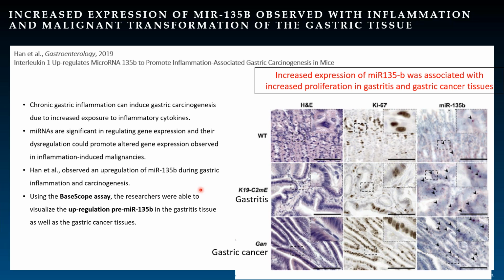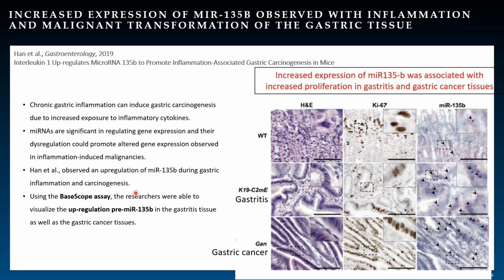In chronic gastric tissue, the cells are exposed to a high degree of inflammatory cytokines, and this might play an important role in malignant transformation of these gastritic cells. What they have shown is that certain microRNAs can play an important role in this transformation from normal to malignant cells, but they've not been able to establish specifically a subset of microRNAs that might be playing this role.